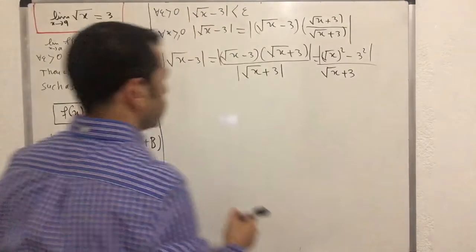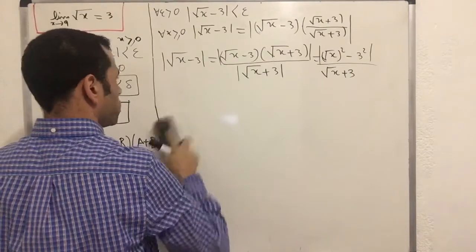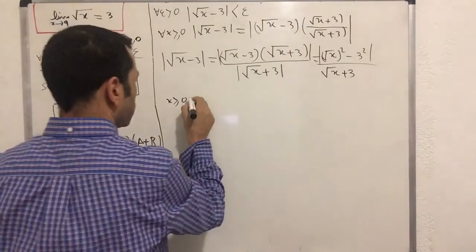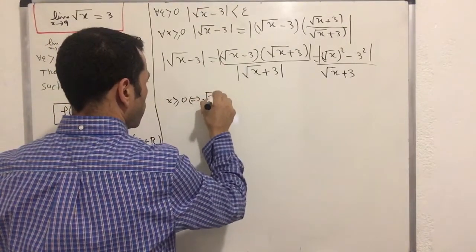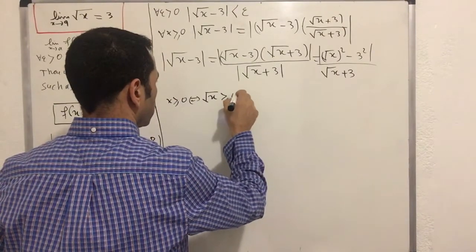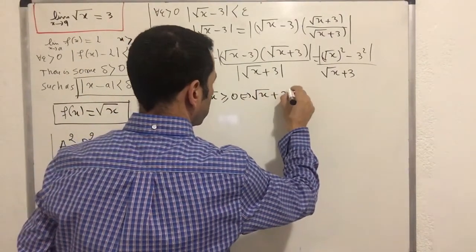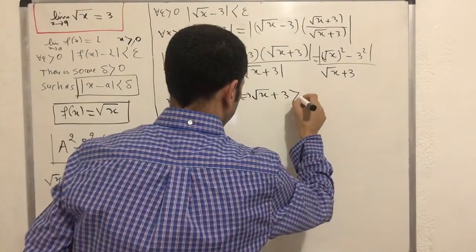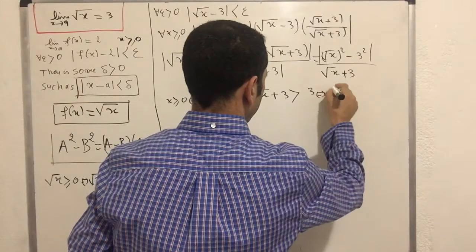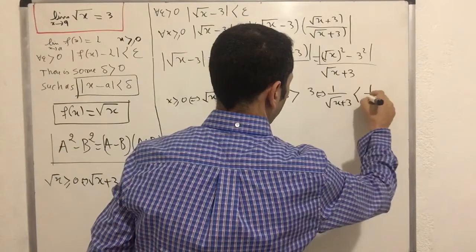As we also know, since x is superior or equal to 0, that means the square root of x is superior or equal to 0 as well. So that means the square root of x plus 3 is superior or equal to 3. So that means 1 over the square root of x plus 3 is inferior to 1 over 3.